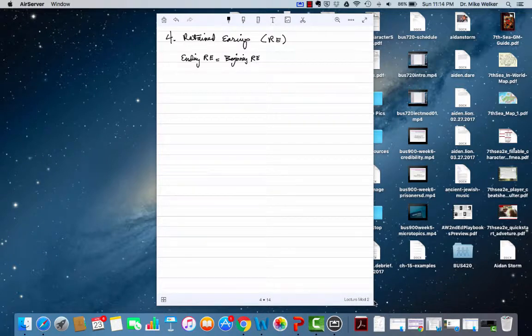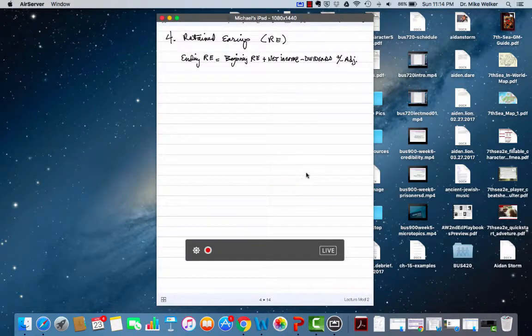You get beginning retained earnings plus net income, minus any dividends that you paid to your stockholders, plus and minus some adjustments that might be necessary. Now, accountants do not generally approve of making direct adjustments to retained earnings. And so for the purpose of this general review, we're going to ignore that last term for now.